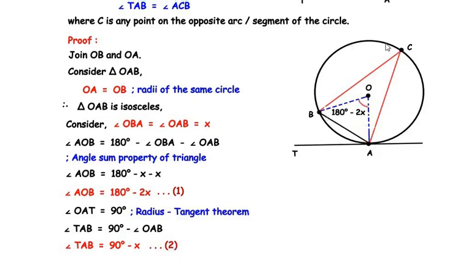Now comes the last part of the proof, that is we are going to consider the points A and B. Here these 2 points divide the entire circle into two segments. One is this minor segment and the other is the major segment.